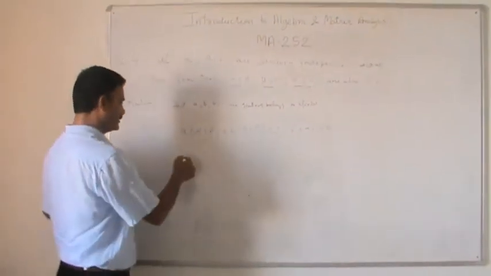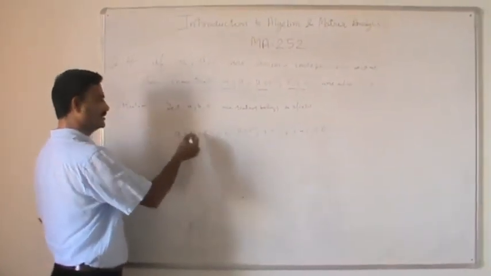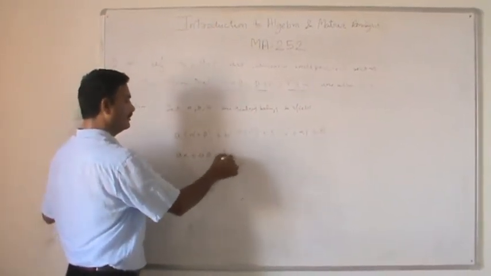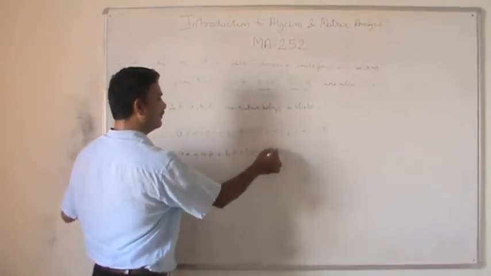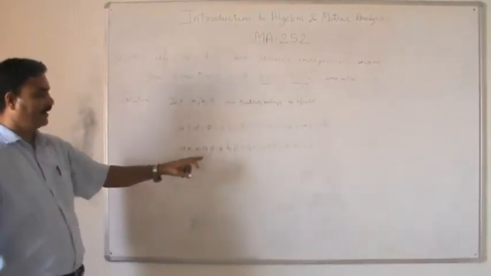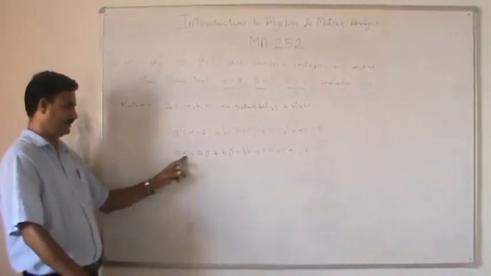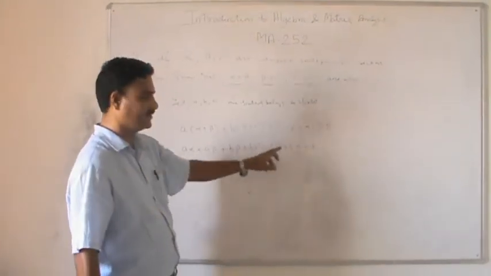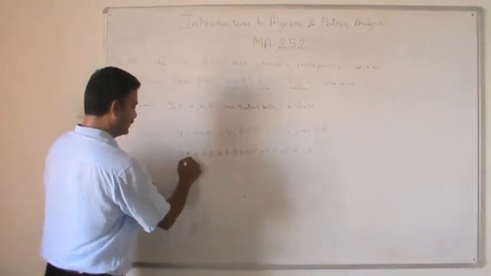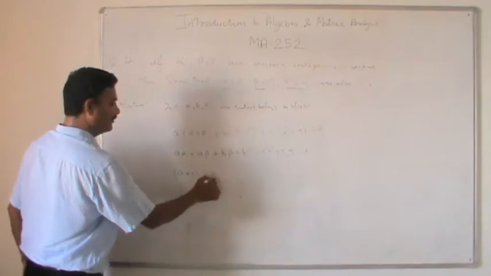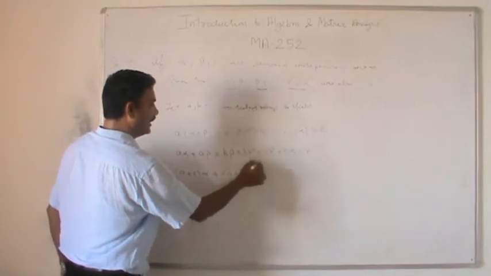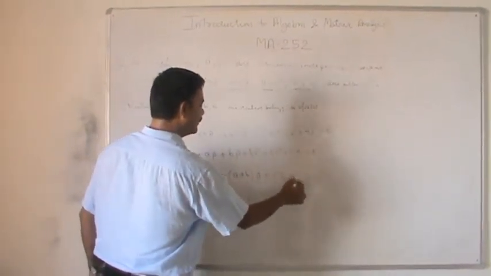So let us simplify the expression. We just introduce the scalars inside the brackets. So A alpha plus A beta plus B beta plus B gamma plus C gamma plus C alpha is equal to the zero vector. Now we take alpha as common, because there are two terms which include alpha, and the remaining is A plus C. These two terms include beta, so (A plus B) beta. And finally we have (B plus C) gamma.